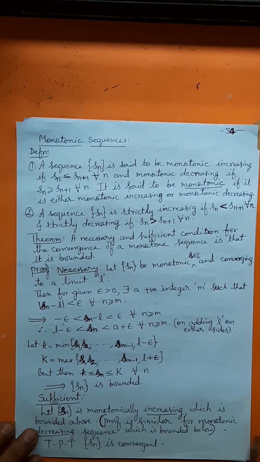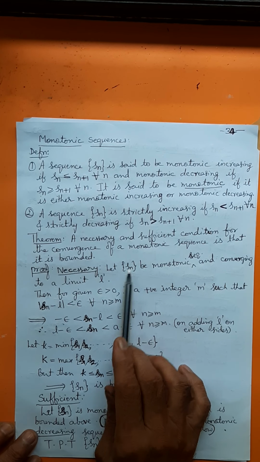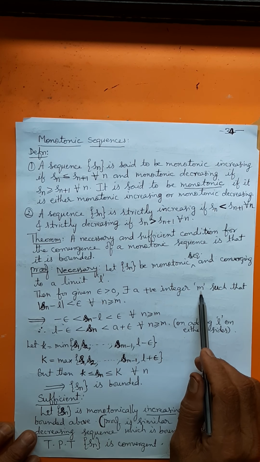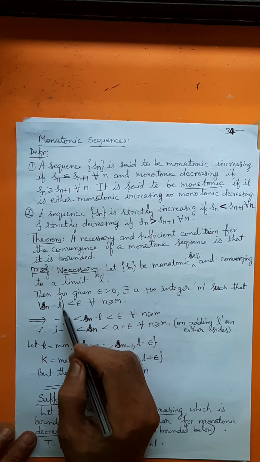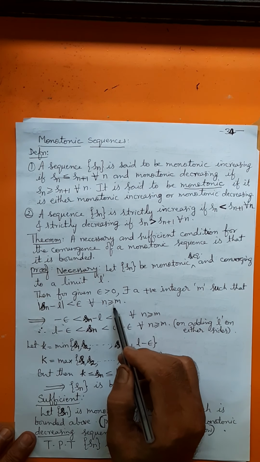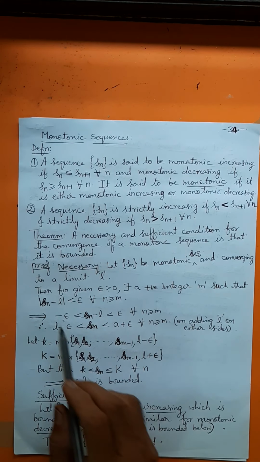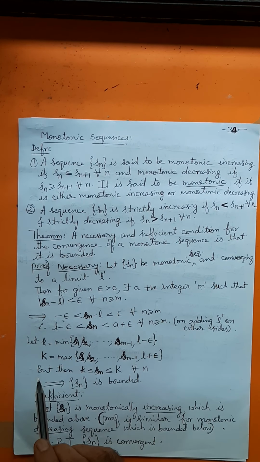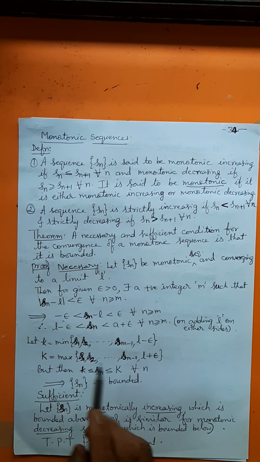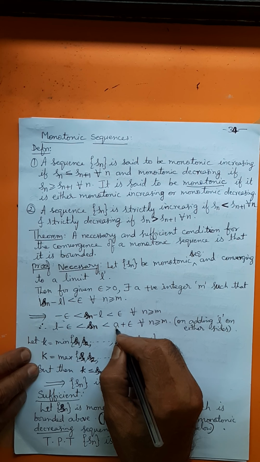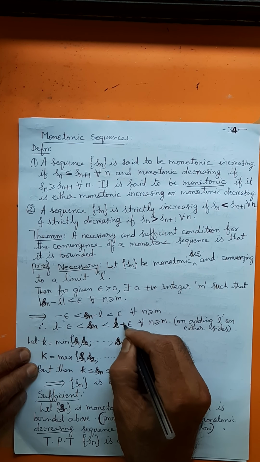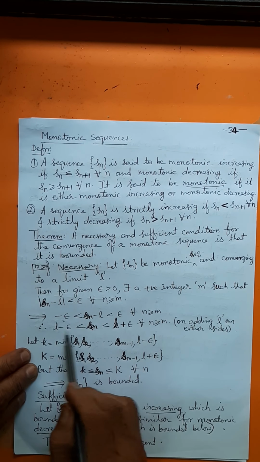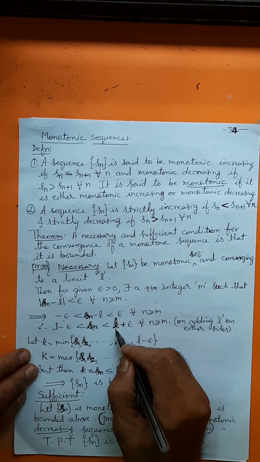Look quickly. Assuming that sequence Sn is converging to L, for given epsilon greater than 0, there exists a positive integer m for which mod Sn minus L is less than epsilon for all n greater than or equal to m. So this implies Sn minus L lies between minus epsilon and plus epsilon. Adding L on either side, L minus epsilon less than Sn less than L plus epsilon. Sn lies between L minus epsilon and L plus epsilon. Correction: it is L, not A.